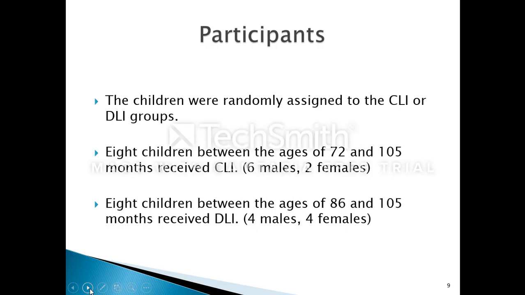The children were randomly assigned to either the CLI or DLI groups. 8 children between the ages of 72 and 105 months received CLI, 6 males and 2 females. 8 children between the ages of 86 and 105 months received DLI, 4 males and 4 females.